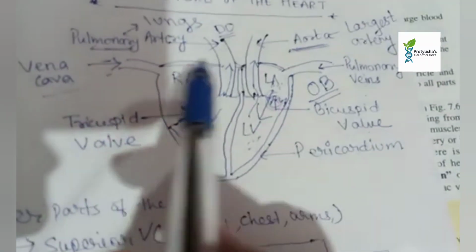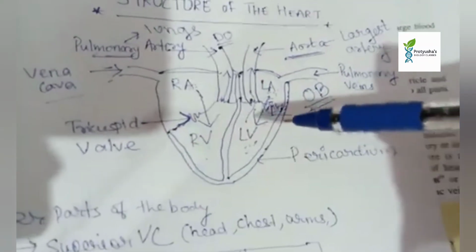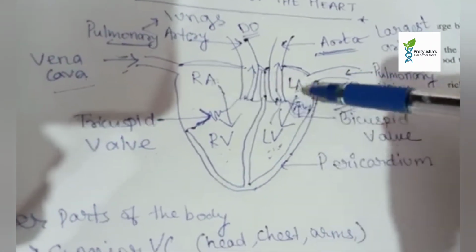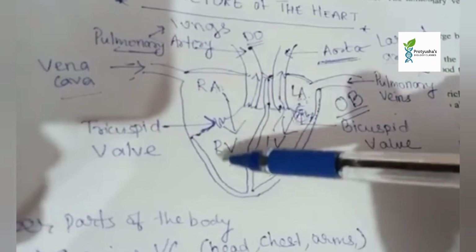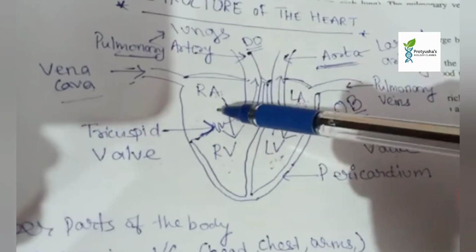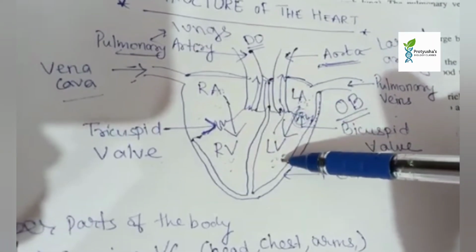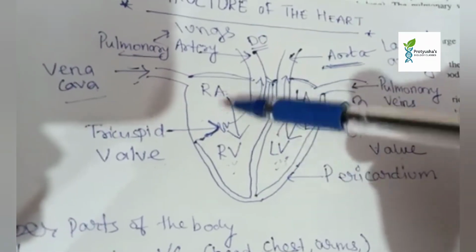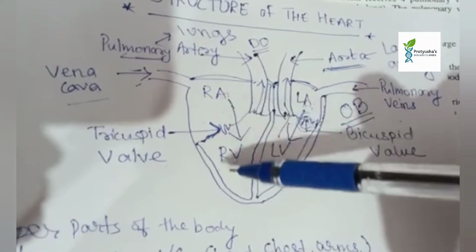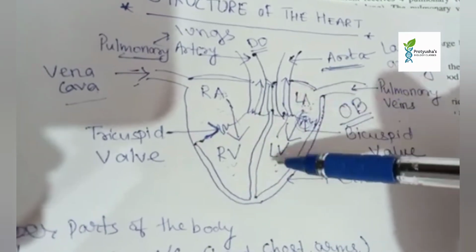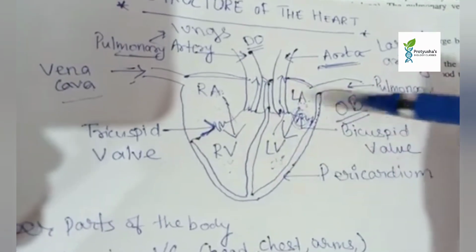Okay, so we will recap quickly. The human heart has 4 chambers. The upper chambers are known as auricles. The lower chambers are known as ventricles. So right auricle, left auricle, right ventricle, left ventricle. Between the right auricle and right ventricle, we have the tricuspid valve. Between the left auricle and left ventricle, we have the bicuspid valve.